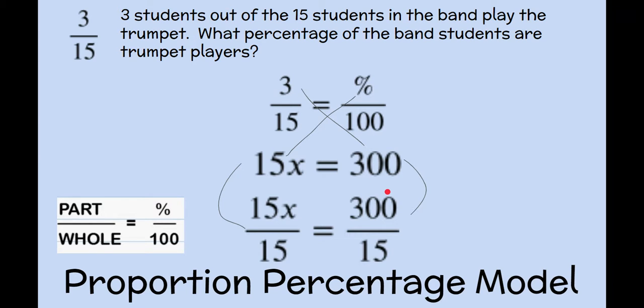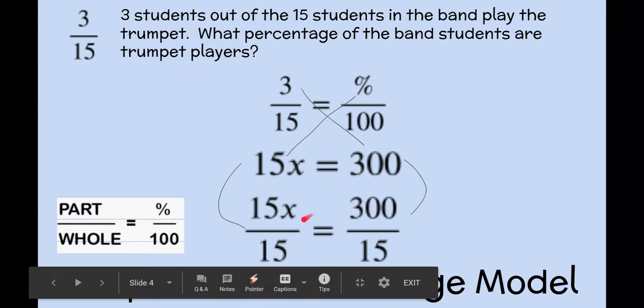The next step, since we've cross multiplied already, is we're going to divide. We divide by what we are multiplying by. In this case, it's 15. So we're saying 15 times some number equals 300. Well, to undo multiplication, you have to do division. So we're going to set it up by dividing each side of our equation by 15. Whatever we do to one side of the equation, we have to do to the other side.